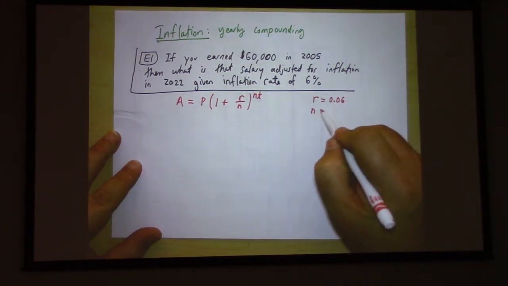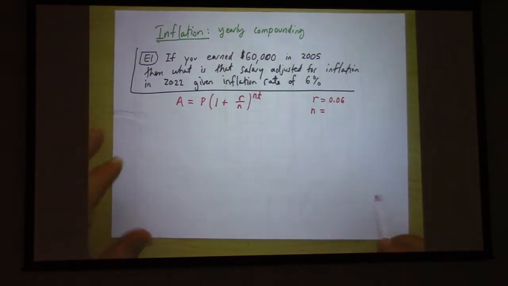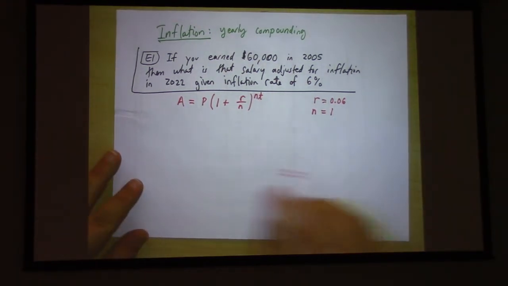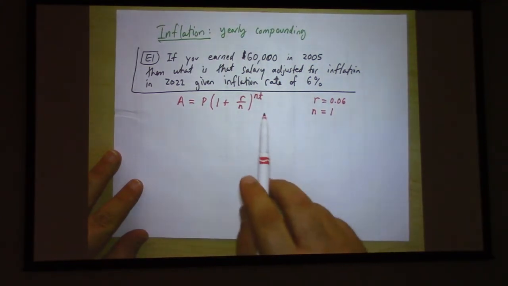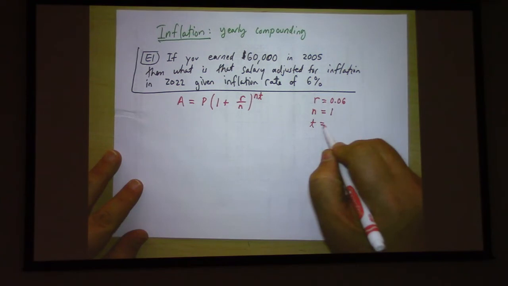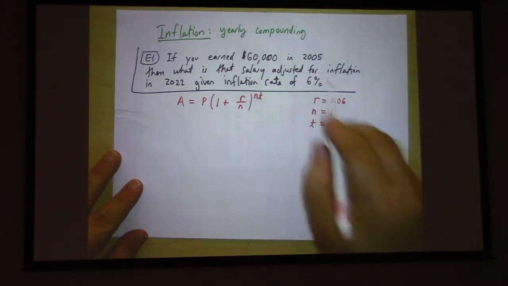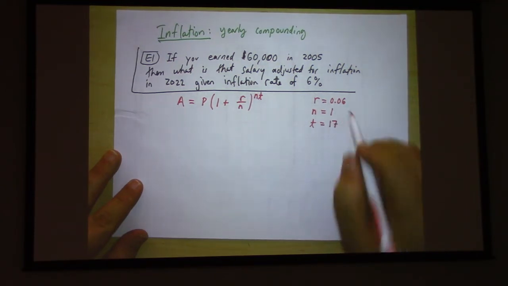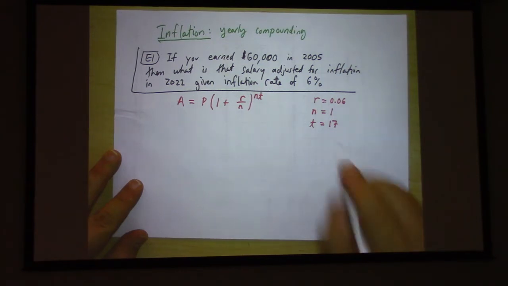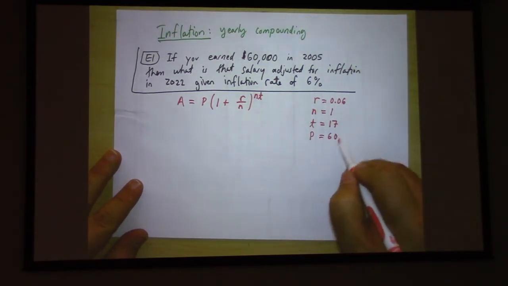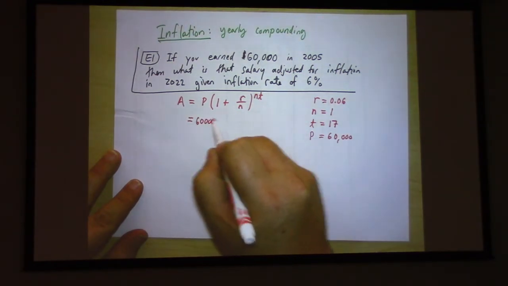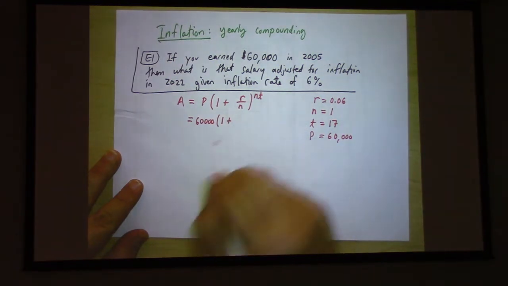N. Now this is what caught me off guard. I was like, wait a minute, what's the number of compounding periods for inflation? It's 1, right? This is a convention. So N is equal to 1, because it's a yearly rate. And then what else here? Time. What's the time here? So we need 2022 minus 2005, which is what? 17. So 17 years have passed. And the P was what? 60,000. So we plug those numbers in. And what do we get?